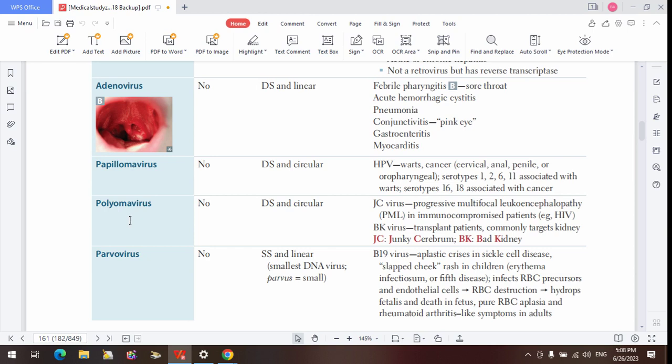JC and BK. These viruses are actually named after the people that they first discovered the virus in. The people that got infected first with this virus and were discovered, the initials of their names are the JC and the BK. I think JC is James Cunningham. I can't remember the BK again. So you guys remember JC from our neuro. We talked about progressive multifocal leukoencephalopathy. It causes PML. So what do you guys remember about PML?